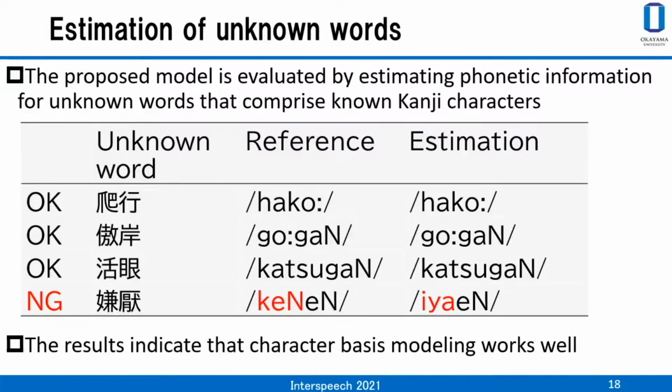This slide shows the estimated examples of unknown words. For the confirmation of the advantages of our character-based modeling instead of word-based modeling used in conventional systems, the proposed model is evaluated by estimating phonetic information for unknown words that comprise non-kanji characters. Although kanji characters have multiple possible phonetic information, the proposed models work well for unknown words.